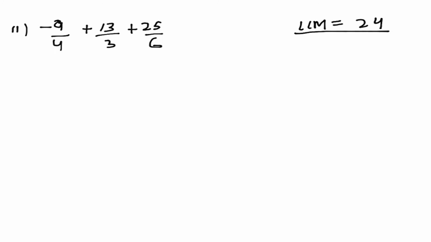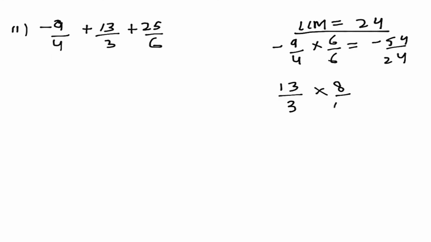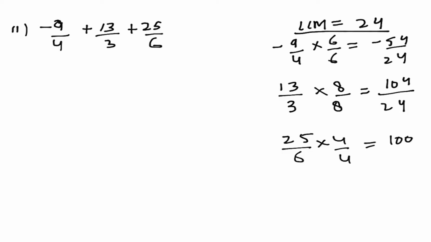So here we have to make all the denominators 24. So here we have 9 by 4. So what we will do, we will multiply by 6. So here 9 times 6 is 54. So we get minus 54 by 24. Now we have 13 by 3, to make 3 to 24, we have to multiply by 8. So what we will get, 13 times 8 is 104 by 24. Next we have 25 by 6. We multiply by 4. So we will get 100 by 24.